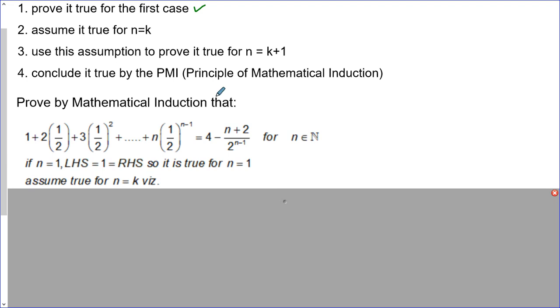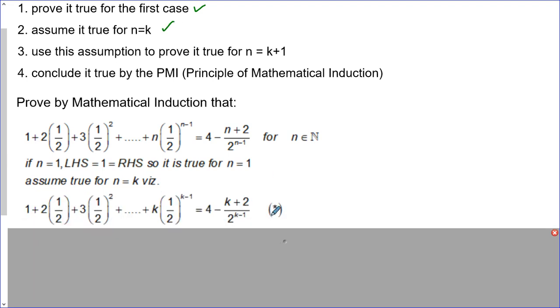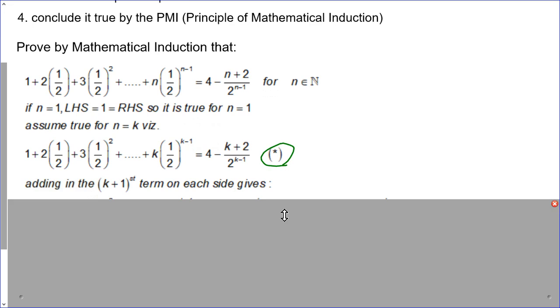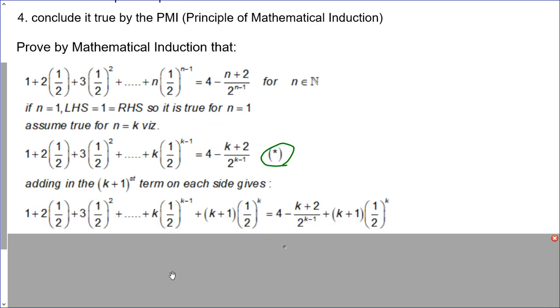The second step is to assume it's true for n equals k. In other words, we write down the result with k's instead of n's, and we assume that's true. I normally put a little star next to it so that I can refer to it later. Now I'm going to look at n equals k plus 1, so I'm going to add in the k plus first term on each side here. And I get to there.